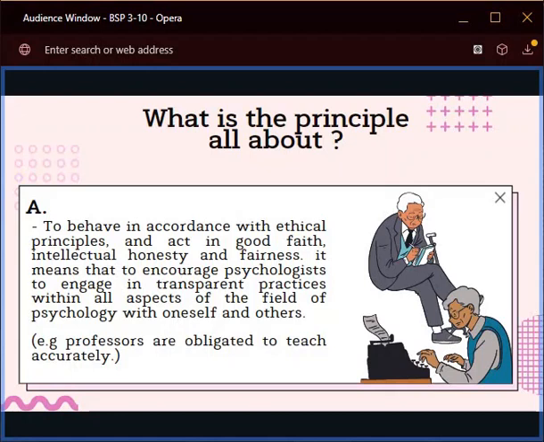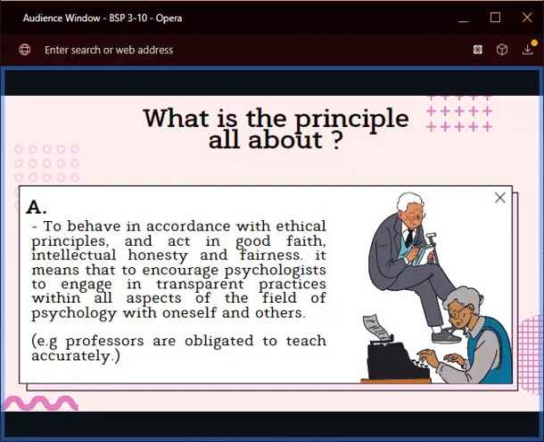So yun, what is this principle all about? Babasahin ko yung nasa PPT. The principle is all about behaving in accordance with ethical principles and acting in good faith, intellectual honesty, and fairness. It means to encourage psychologists to engage in transparent practices within all aspects of the field of psychology, with oneself and others. Example, professors are obligated to teach accurately.